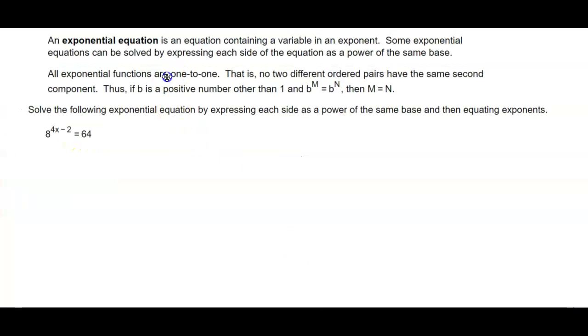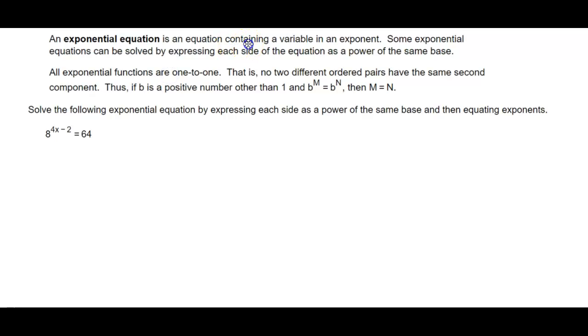Now, an exponential equation is an equation containing a variable in an exponent. Some exponential equations can be solved by expressing each side of the equation as a power of the same base. All exponential functions are one-to-one. That is, no two different ordered pairs have the same second component. Thus, if b is a positive number other than 1, and b to the power of m is equal to b to the power of n, we can say that their exponents are equal: m is equal to n.